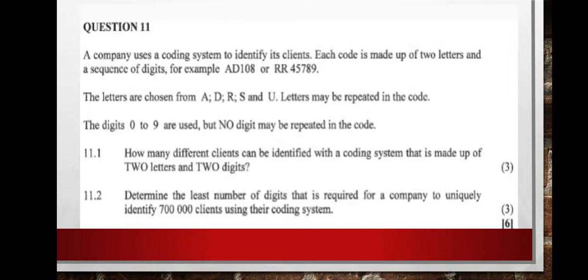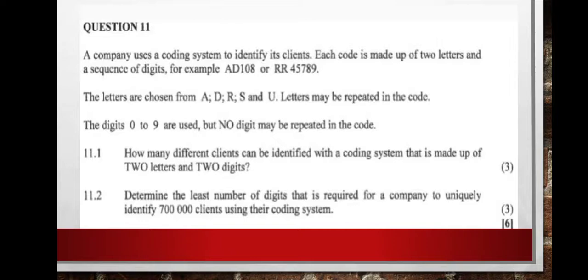It says a company uses a coding system to identify its client. Each code is made up of 2 letters and a sequence of digits. For example, AD108 or RR45789. So from that, you can see that your 2 letters must come after each other, right? So it's a letter after the other, right?